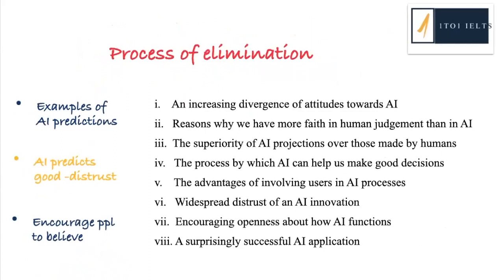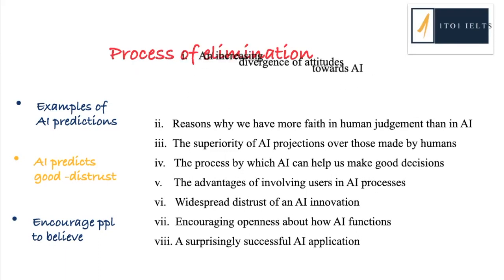So looking at these 3 notes that I've made about my paragraphs, I'm going to go through each of these headings and see if they are relevant. So the first heading here was an increasing divergence of attitudes towards AI. There is nothing in the examples of AI predictions, AI predicts well, distrust, encourage people to believe. Nothing about that is increasing divergence of attitudes. So we know that we can get rid of that heading.